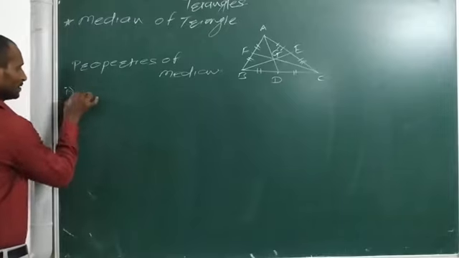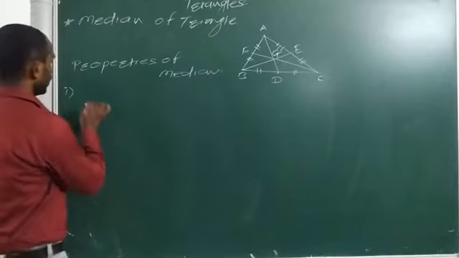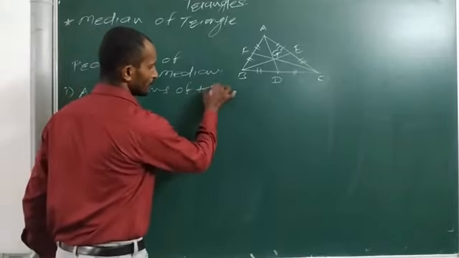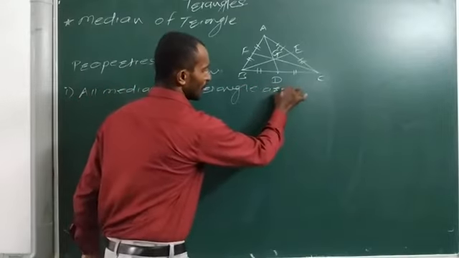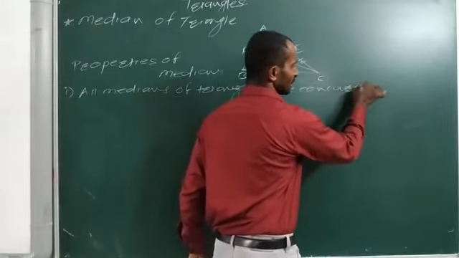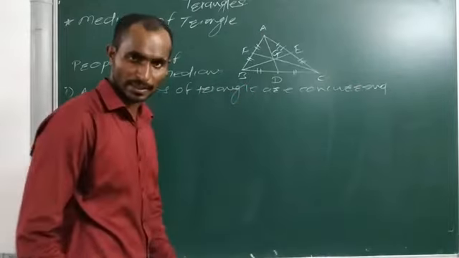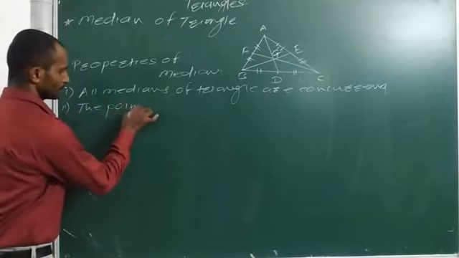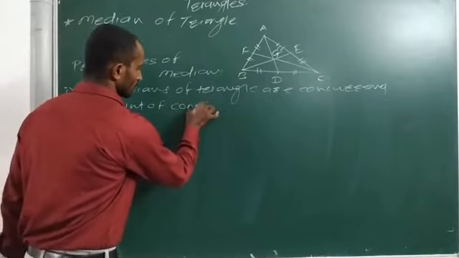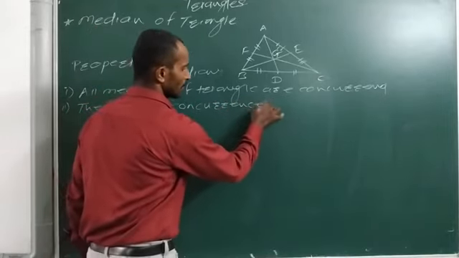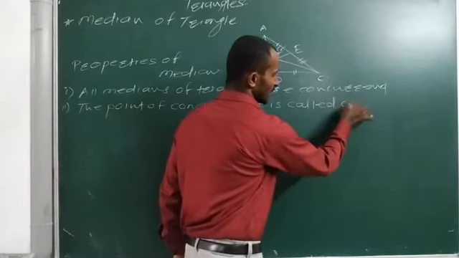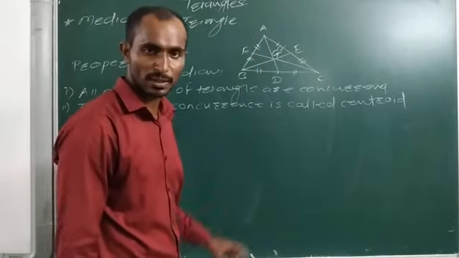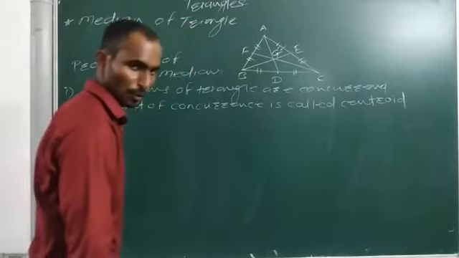So, the first property of the median: all medians of a triangle are concurrent. इसका मतलब ये है कि ट्रायंगल के तीनों मीडियंस कॉन्करेंट होते हैं. Next, second, the point of intersection, that is the point of concurrence, is called centroid. So the point of concurrence of the medians, that is G, is the centroid.